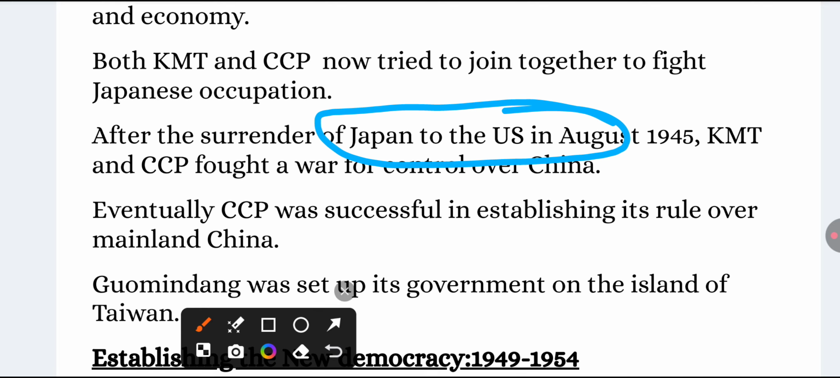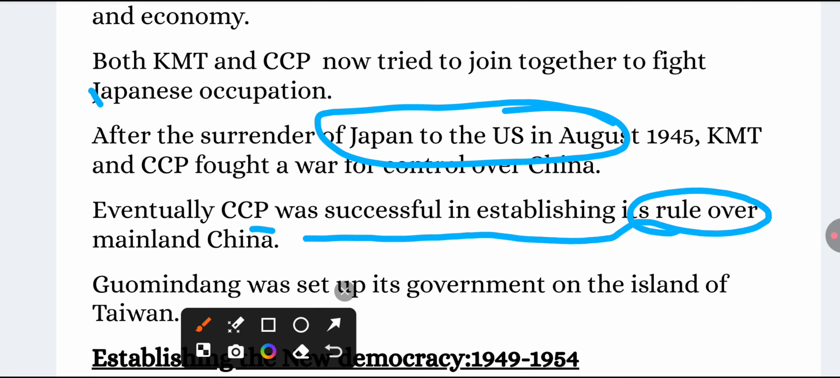Actually, these two parties had joined together and fought against the Japanese occupation. After the Second World War, Japan was defeated and surrendered to the USA, and gave back the places of China. After that, the KMT and the CCP fought to control China. But eventually, the CCP was successful in establishing its rule over the mainland of China.